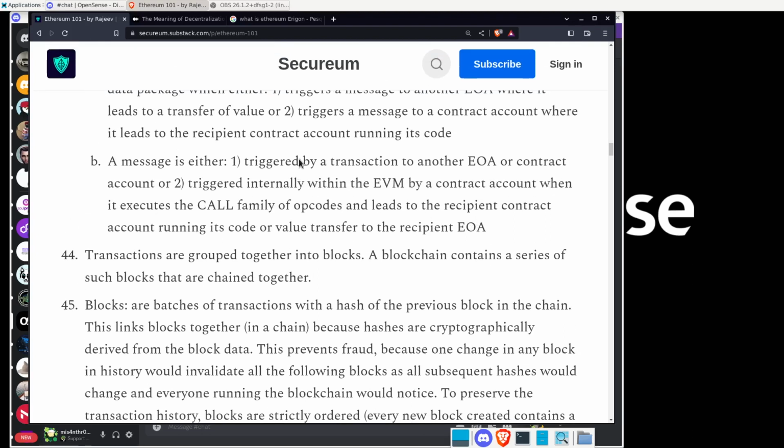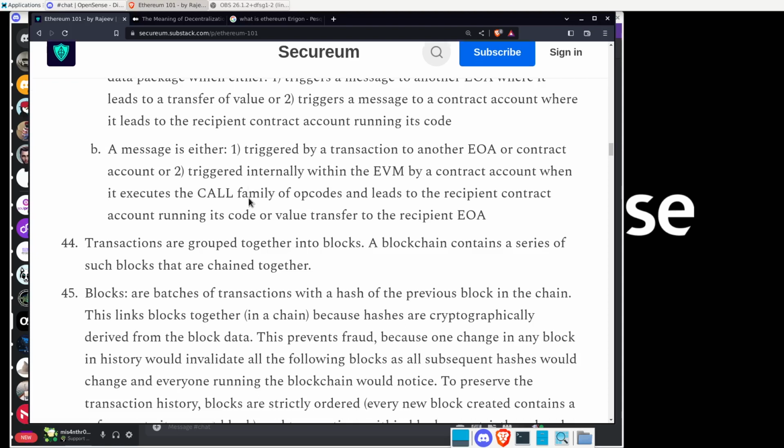So the message is the context inside it. The transaction sends the message, and whenever you are inside a Solidity function, you're always going to have that msg dot, with different kinds of information in there. So that's the message itself, okay?